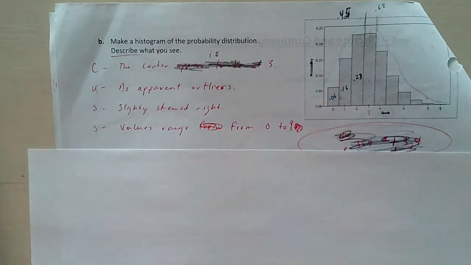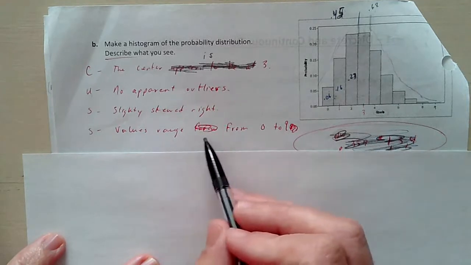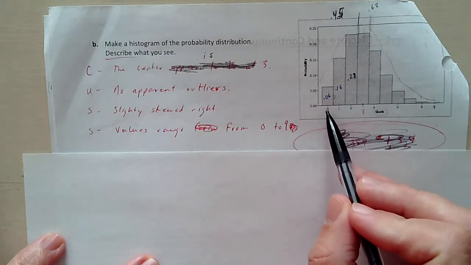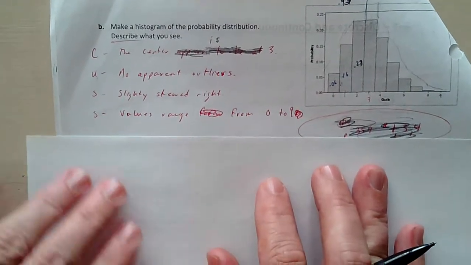And then we don't know the standard deviation. So for spread, we prefer the standard deviation when we have it, or the interquartile range. But we don't have that information right now. So we're just going to talk about the spread of the goals ranging from 0 to 9, okay?